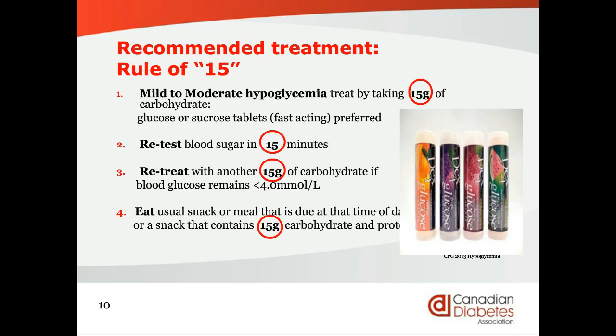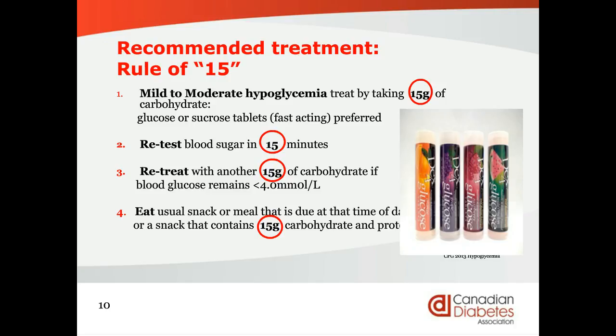The CDA recommends using the rule of 15. So when you have mild to moderate hypoglycemia, you can treat by taking 15 grams of carbohydrate in the form of glucose or sucrose tablets. Why? Because they're very fast-acting, they're very simple sugar, the body can absorb it very quickly. You take 15 grams of carb, you wait 15 minutes, and you retest your blood sugar.